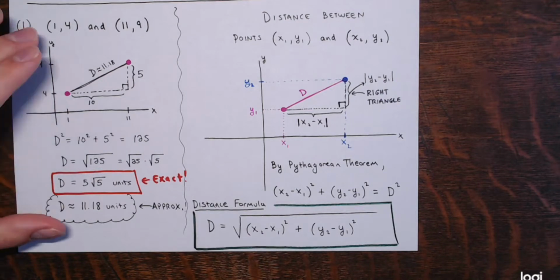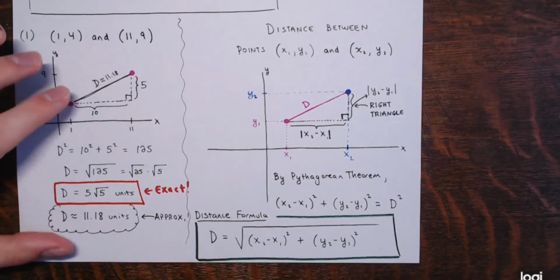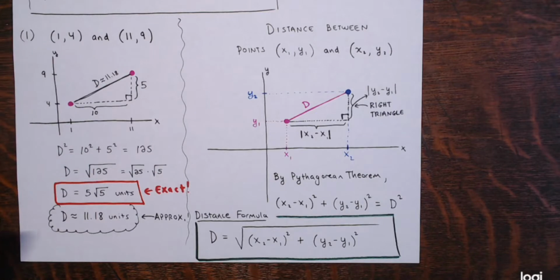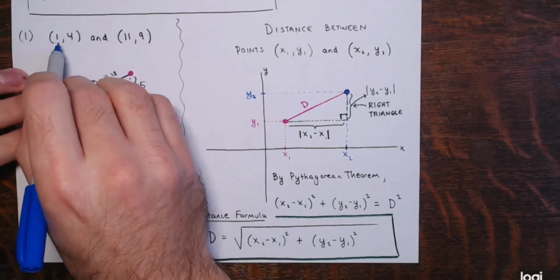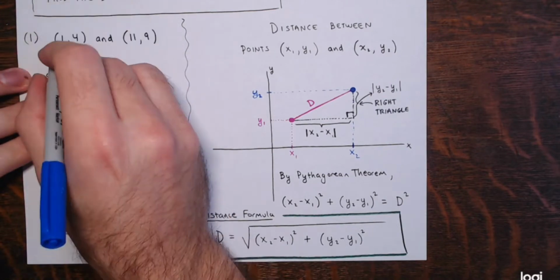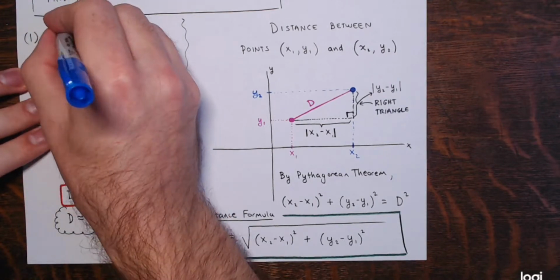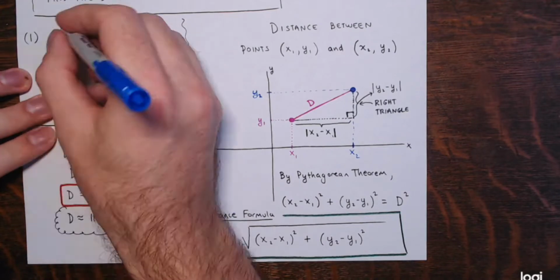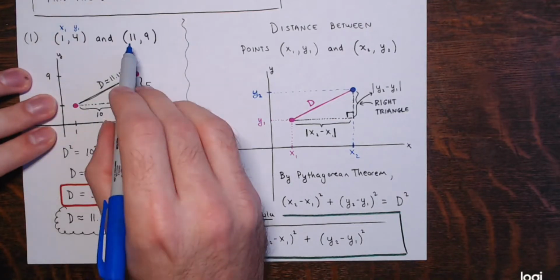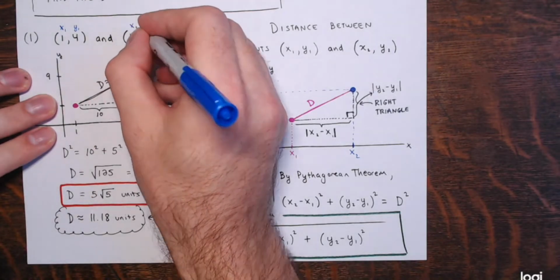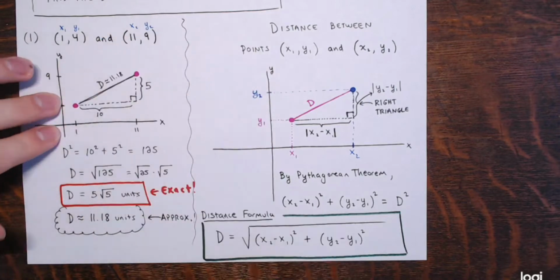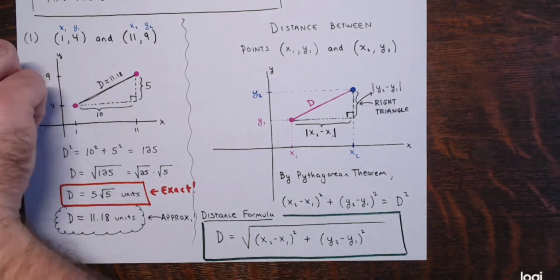Alright, so that's one way to do these things, right? Draw a nice little picture, use the Pythagorean theorem, or you can jump straight into the formula. Right? You don't have to draw a picture. So back to the points here, if I label these points, say this ordered pair 1, 4, call 1 x1 and 4 y1, and then the other ordered pair 11, 9, I call 11 x2 and 9 y2, and then just plug them into the formula. Right? So I could also do this.